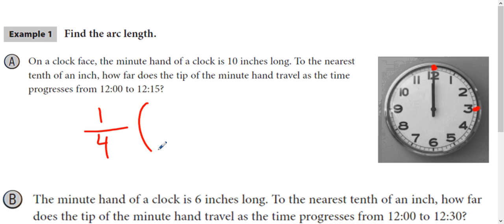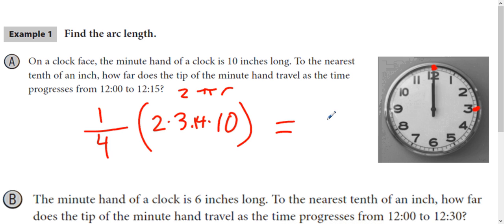which means we're going to take 1/4 of the circumference, which is 2 times pi times radius. 2 times pi times the radius is 10. So you multiply that out, 1/4 times 2 times 3.14 times 10, you get 15.7 inches.